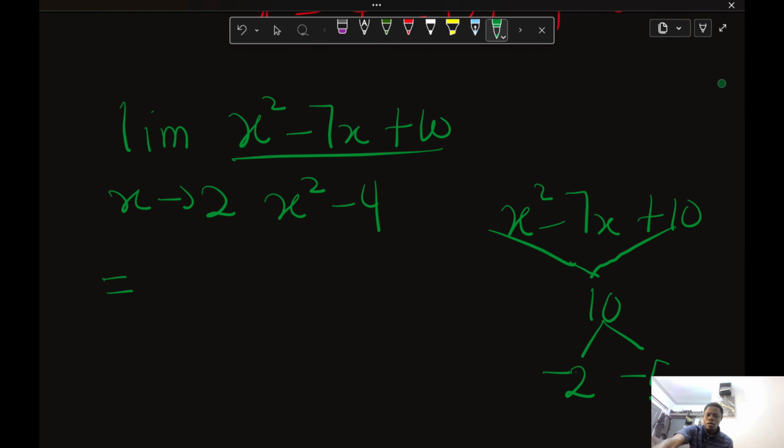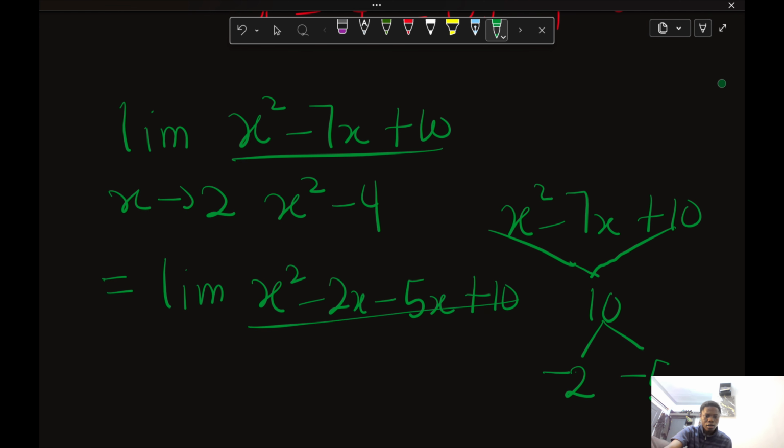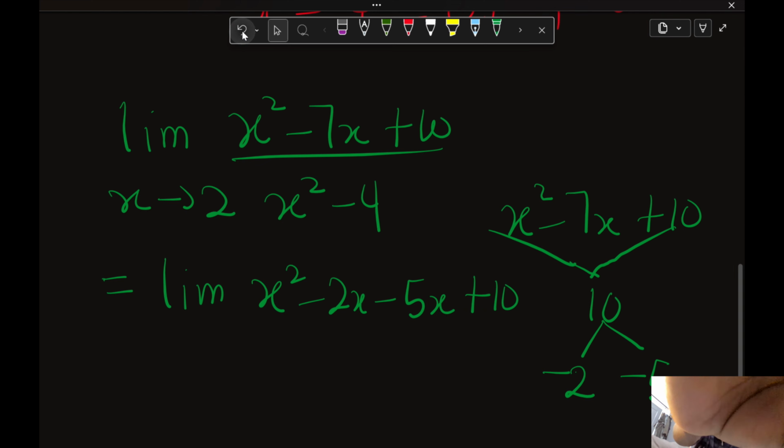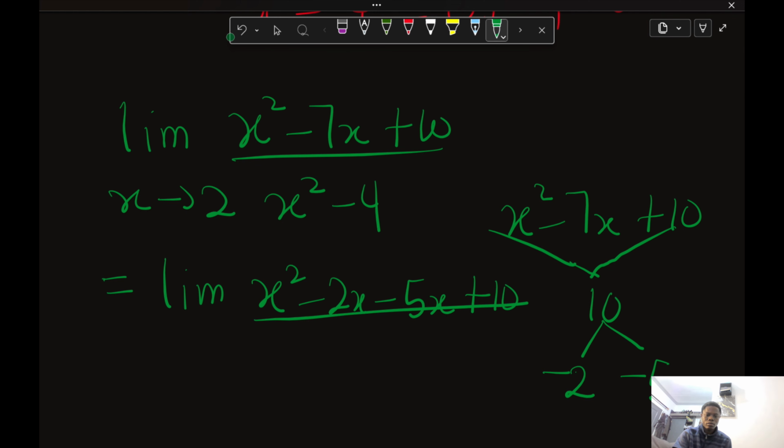So we are going to replace negative 7x with negative 2x plus negative 5x. So we are going to get the limit of x squared minus 2x minus 5x plus 10, all over x squared minus 4, as x approaches 2. So this is how we go about it.